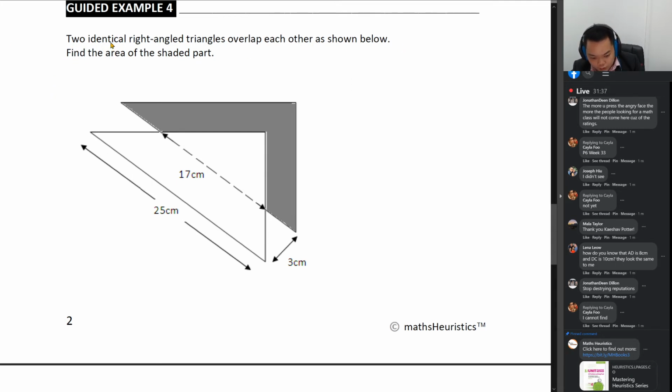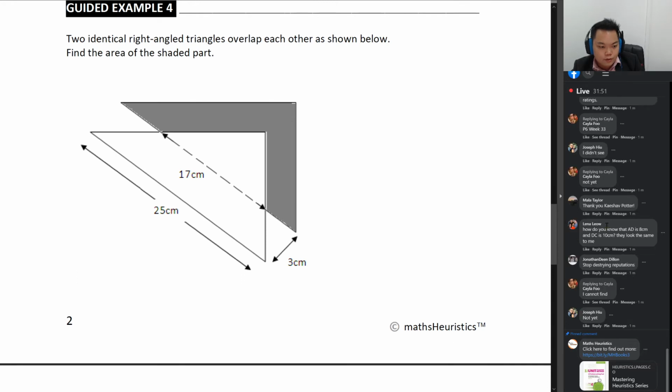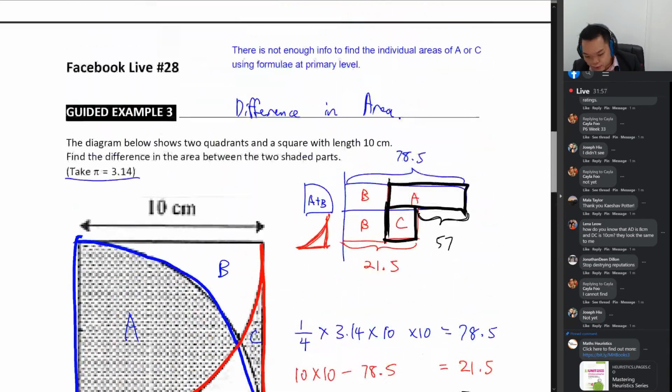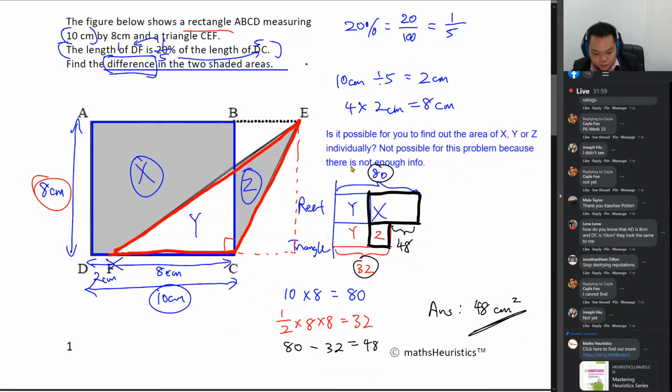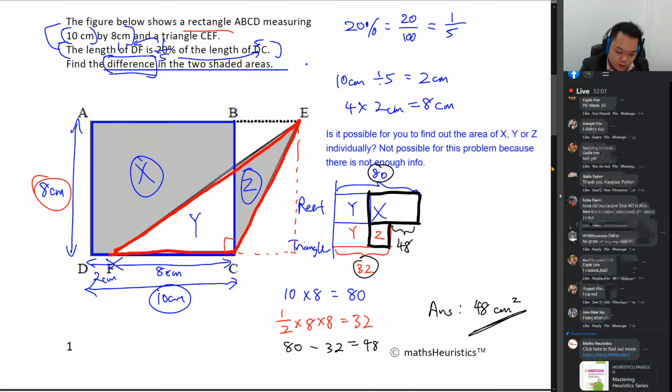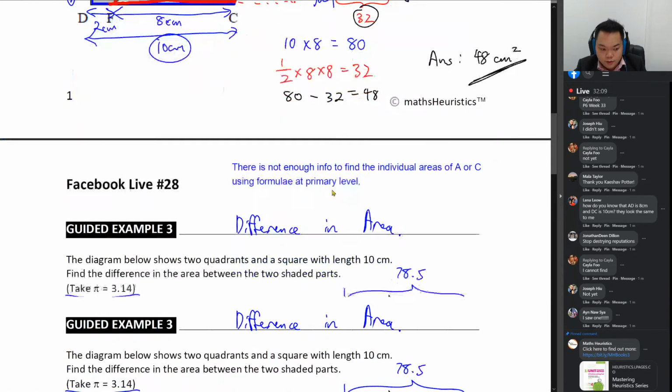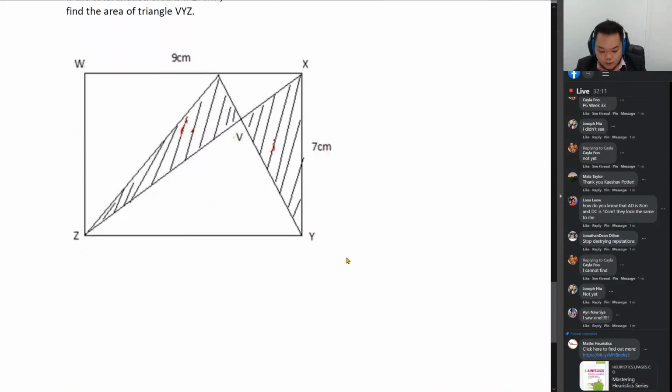Okay, the two identical right-angled triangles overlap each other as shown below. Find the area of the shaded part. Okay, how do we deal with this? How do you know AD is 8 cm and DC is 10 cm? Okay, before I go into this, I answer Lina's question first. Usually when they specify the dimensions like this, the first one is the length. The second one is the breadth. Usually.